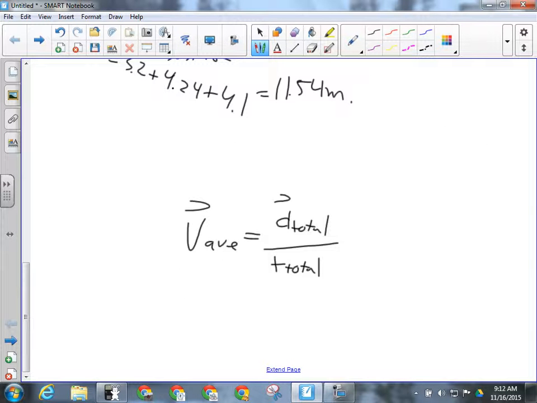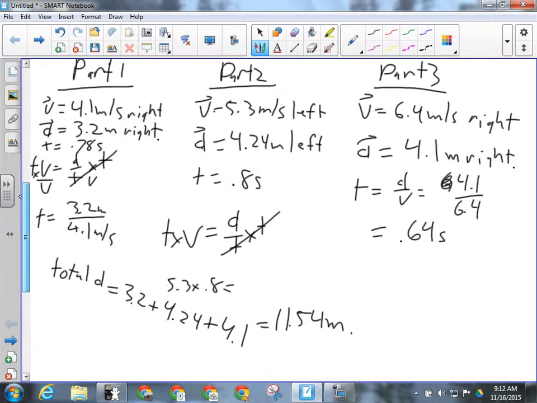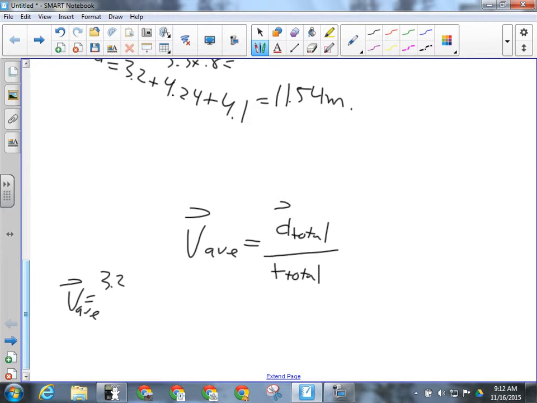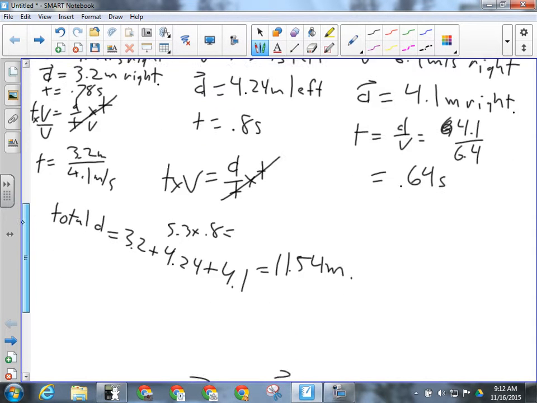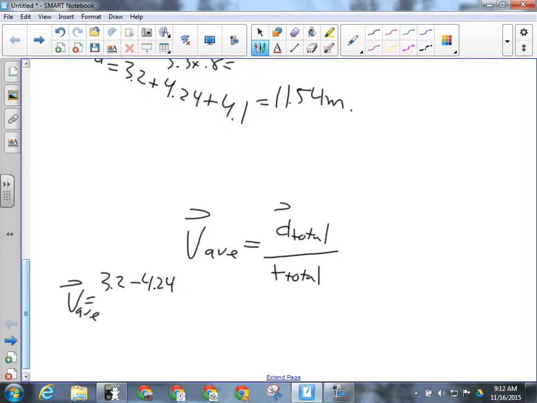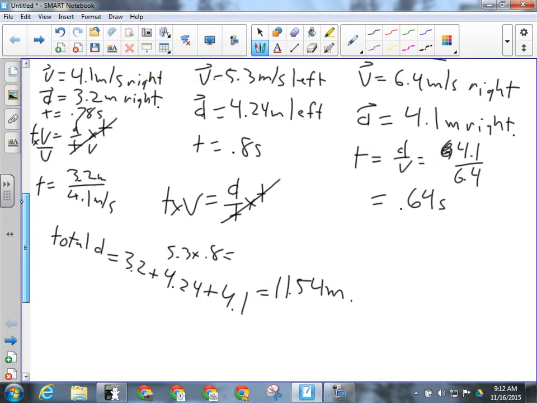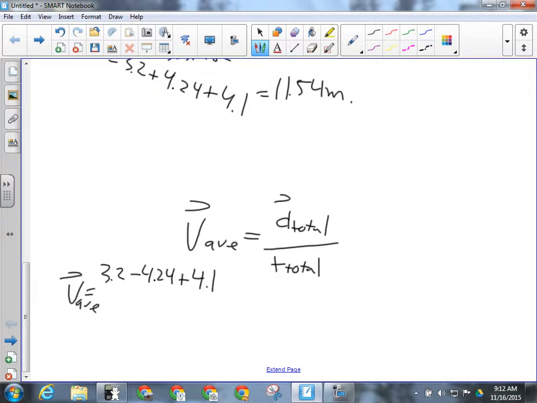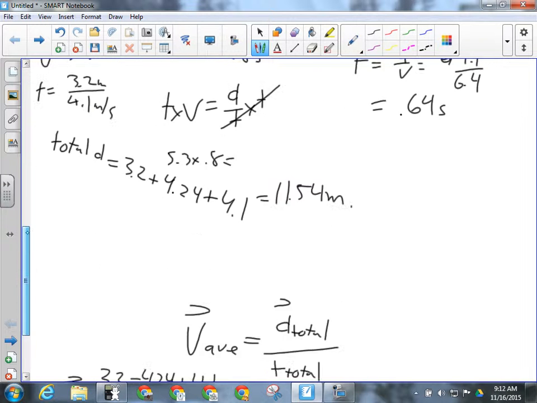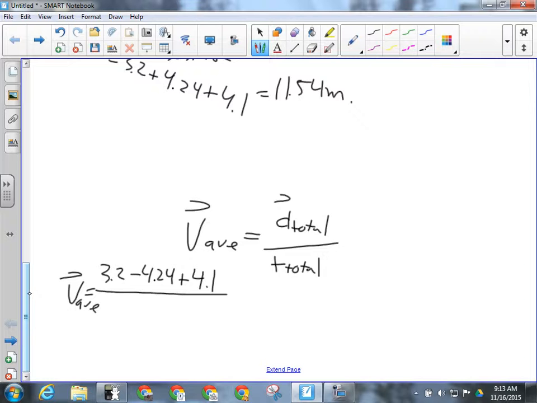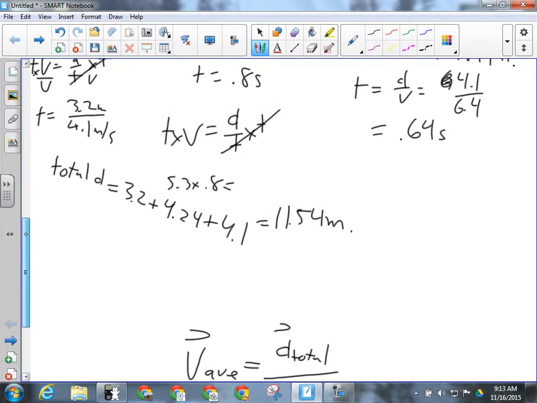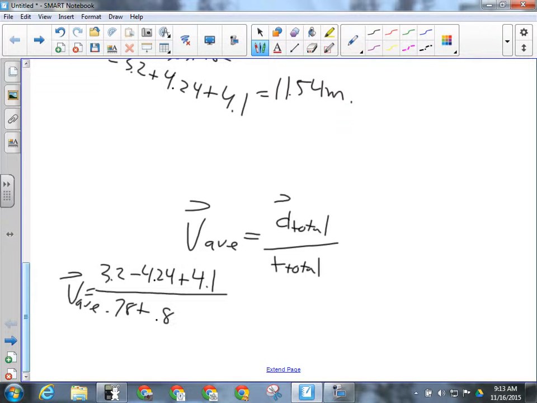All right, so when we go back down to here, average velocity is going to be 3.2 minus 4.24 plus 4.1, and that is going to be divided by 0.78 plus 0.8 plus 0.64. Everyone with me there?